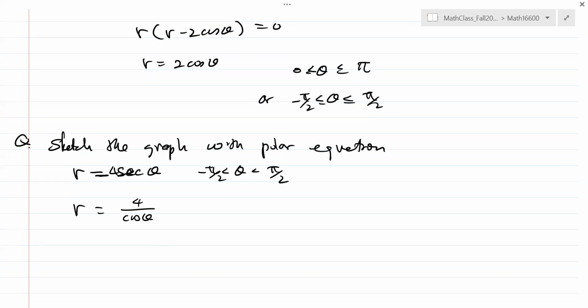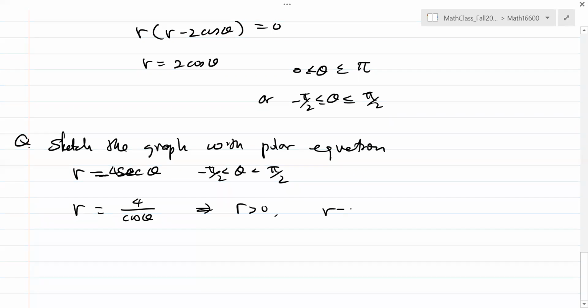So secant theta is 1 over cosine theta. No wonder theta cannot be pi over 2. Why? Because if theta equals pi over 2, cosine theta is 0, and 4 over 0 is undefined. But that also tells you that r could be very large. Clearly r is positive.